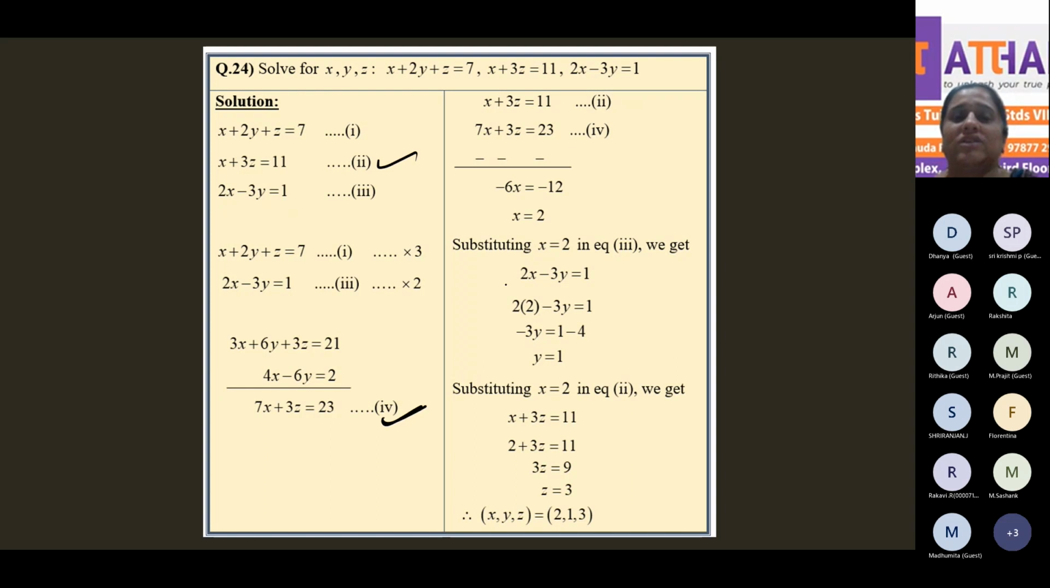Now take up 2 and 4 and solve it. This you know how to do. Solve 2 and 4. So when you solve 2 and 4, you get x, then you can substitute and get y and z. Work this, children. Please write down the question and work this.